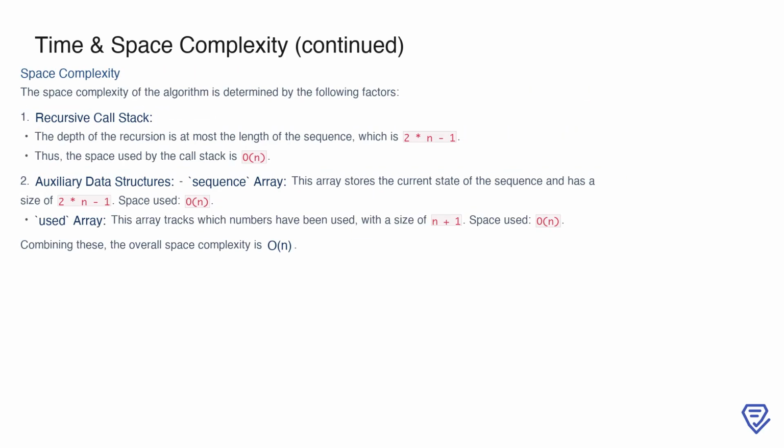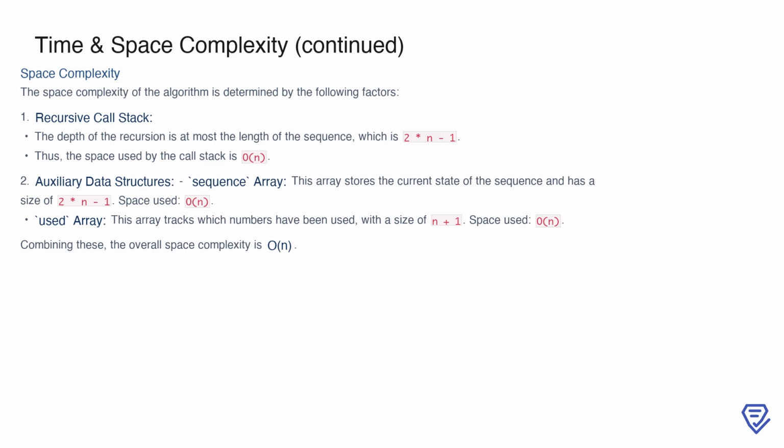The space complexity of the algorithm is primarily influenced by the recursive call stack and the auxiliary data structures used. The recursion depth is determined by the length of the sequence, which is at most 2n + 1. This means the space required for the call stack is proportional to n, or O(n). Additionally, the algorithm uses two key auxiliary arrays. The first is the sequence array, which keeps track of the current state of the sequence during the backtracking process. This array has a size of 2n + 1, contributing another O(n) space.